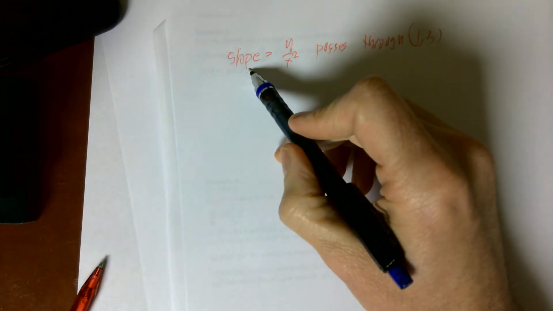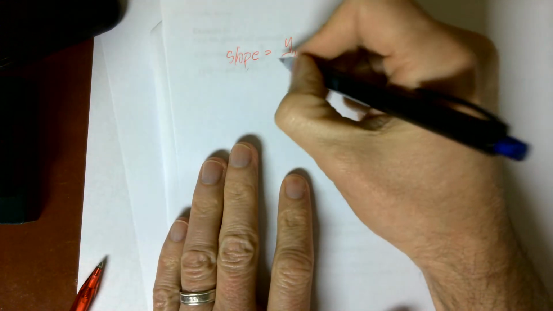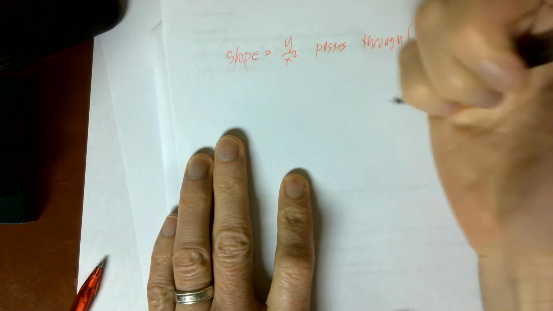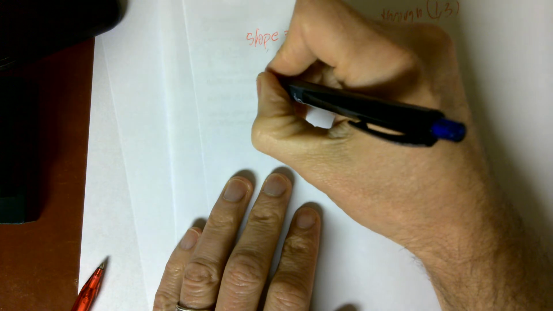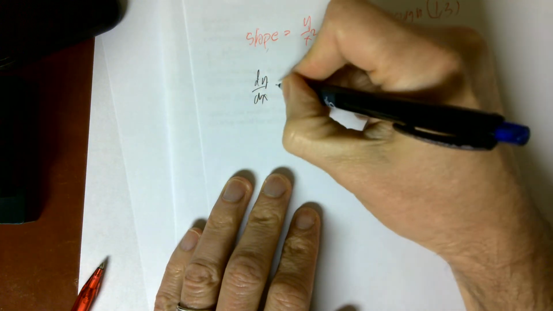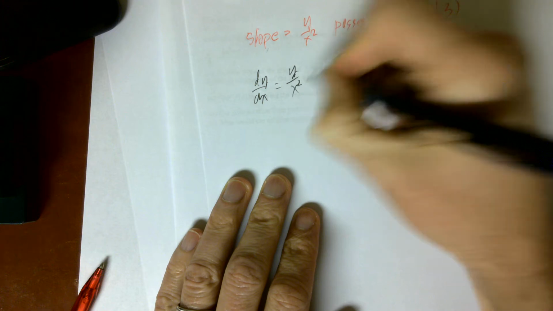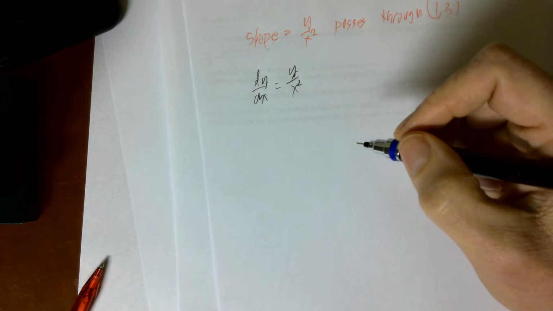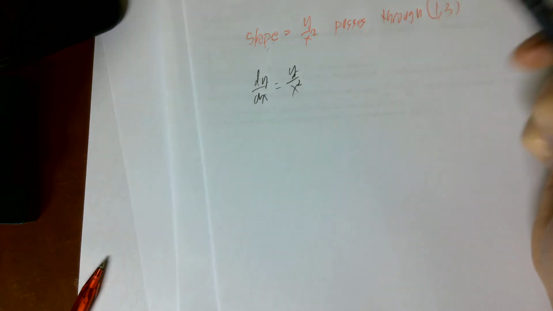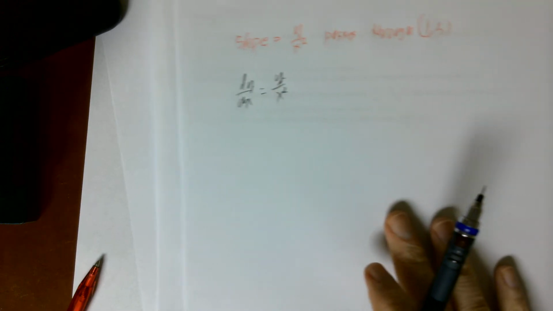Well, if they ever tell you slope, that's just another way of saying derivative. So they're giving you a differential equation. They're telling you your derivative is y over x squared. And now our job is to solve for y.